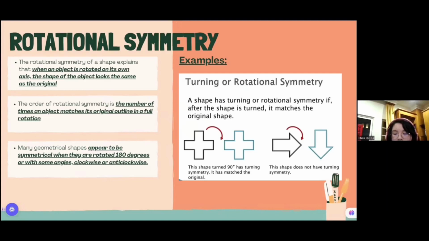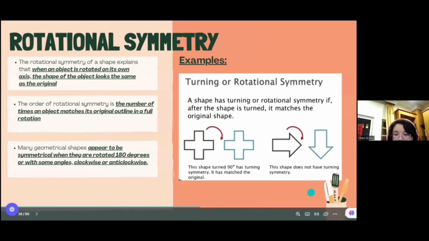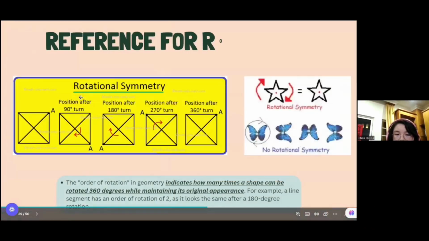So it has rotational symmetry, whereas the arrow sign, when turned 90 degrees, is facing downwards instead of sideways. So it doesn't resemble the original image. Therefore, it doesn't have rotational symmetry. Some more reference for rotational symmetry.